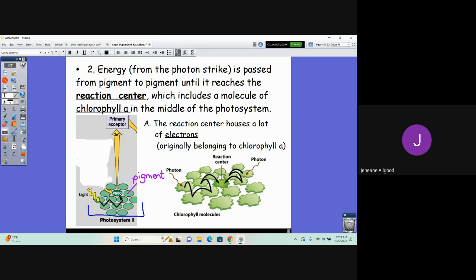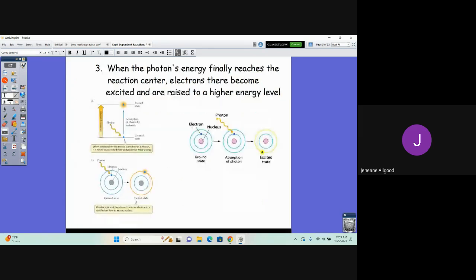This is just a different picture of a photosystem. Each of those things that looks like a lily pad is a pigment. A photon of light comes in, it's going to bounce from pigment to pigment until it gets to that reaction center, which remember includes a molecule of chlorophyll A.